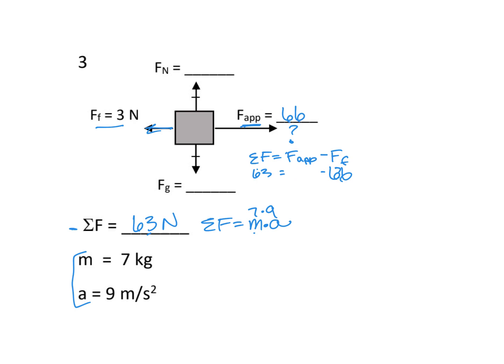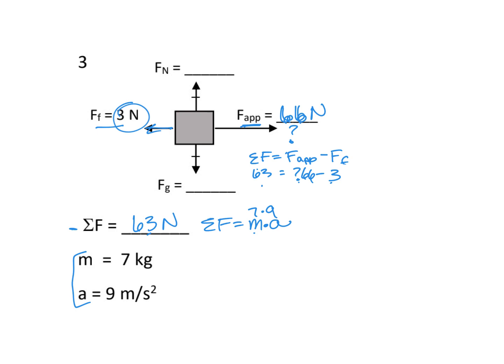Sorry. I wrote it wrong. We want what number minus 3, because my force of friction is 3. What number minus 3 gives me 63? So 66 minus 3 would give me 63. So this number here has to be 66 newtons. So the force applied is 66 newtons.